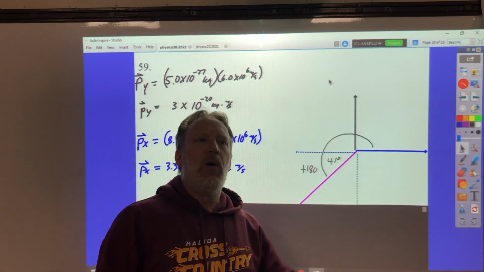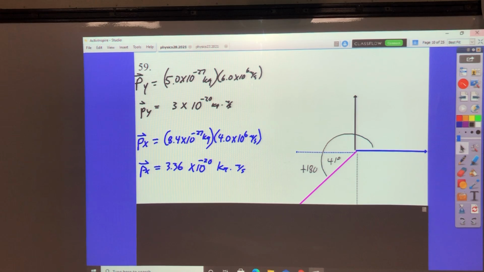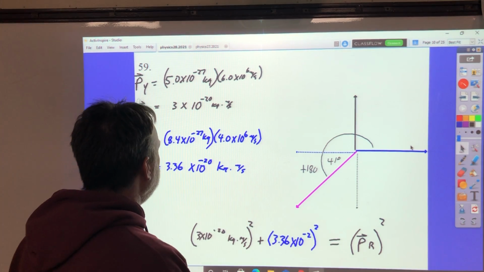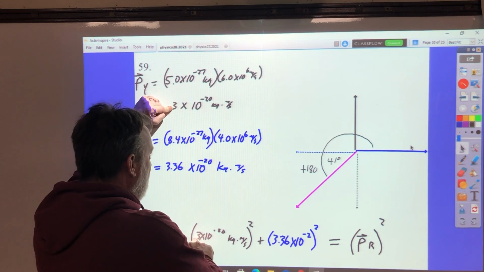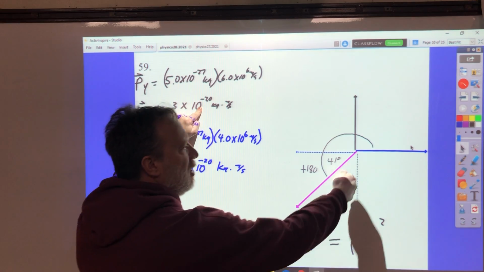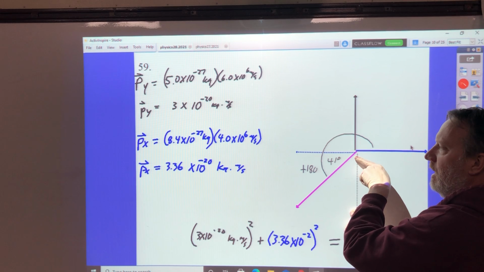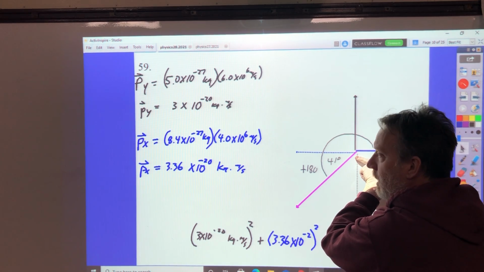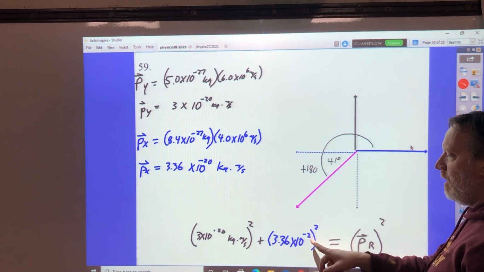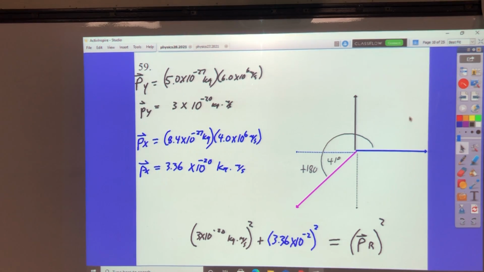Working in momentum, because momentum is conserved. So all you've got to do is take negative 3 times 10 to the minus 20th down this way, and negative 3.36 times 10 to the minus 20th this way. I got a 0 missing here. And I'm going to square it, so I probably didn't write my zeros in there for that reason. It's not going to matter.